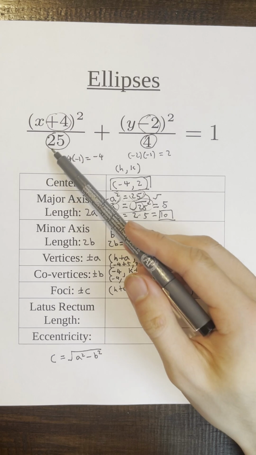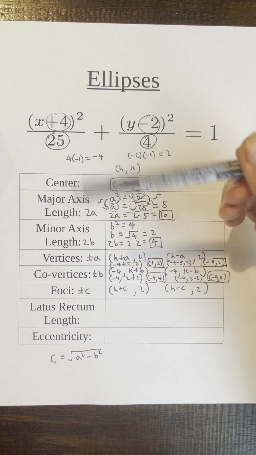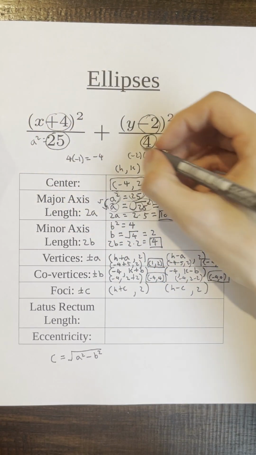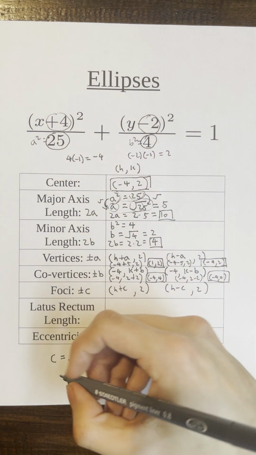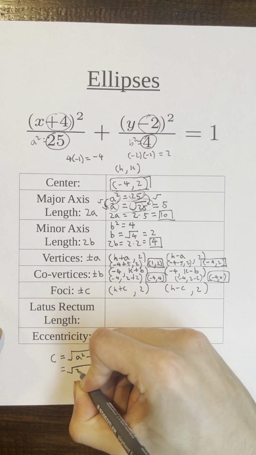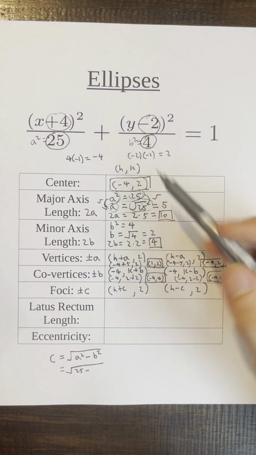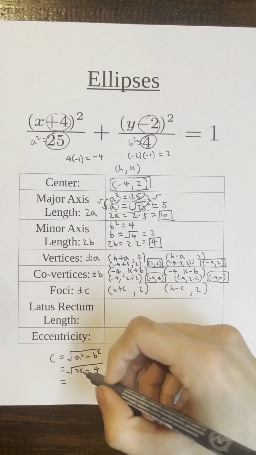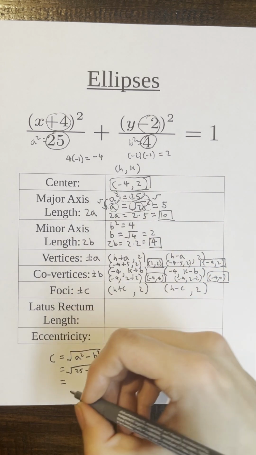So a squared is which one of these? It's the larger one. So a squared is 25. B squared is the smaller one. So what do we change this to? 25. And what does this change to? That one changes to 4. 25 minus 4 is how much? 21.